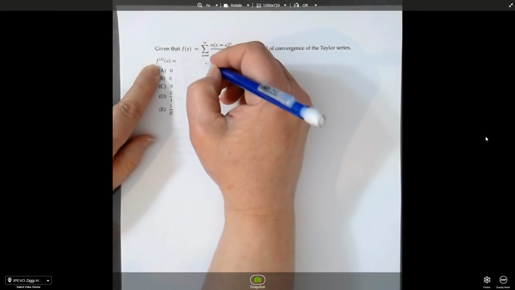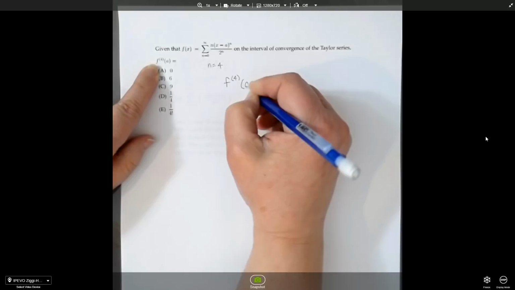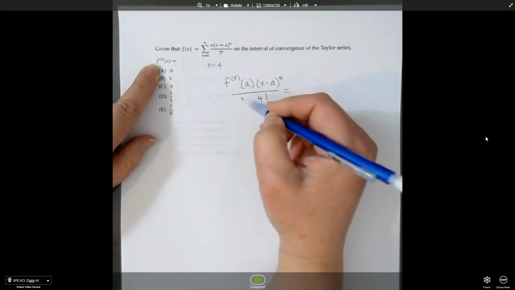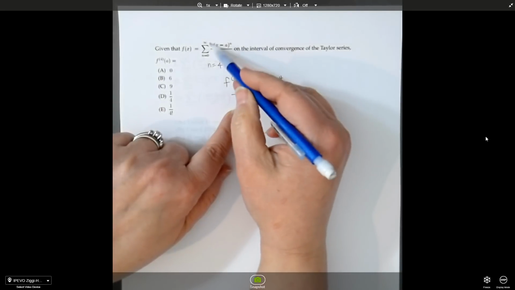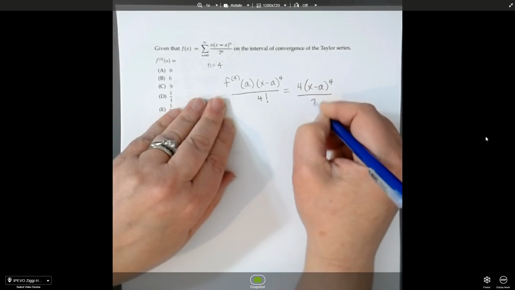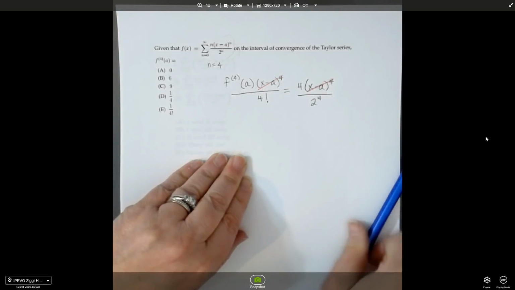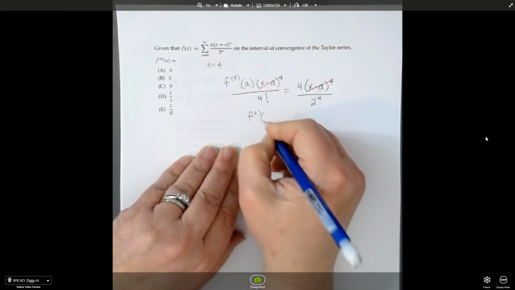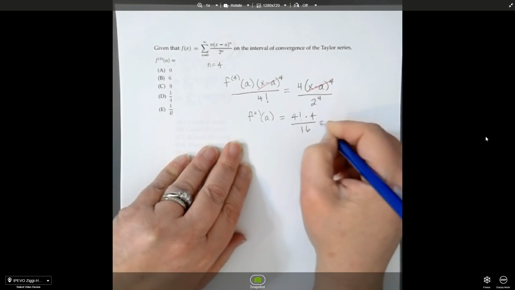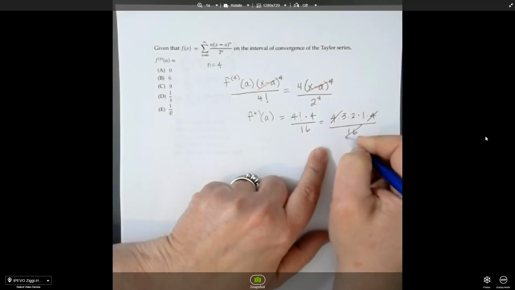Well, if I let n equal 4, my fourth term is going to be the fourth derivative of a times x minus a to the 4th over 4 factorial. And I'm going to set that equal to, what would this be when I let n equal 4? Well, that's just going to be 4 times x minus a to the 4th over 2 to the 4th. And what's common to both of these things? Well, the x minus a to the 4th, so I can cancel those out. And so then I'm left with the fourth derivative evaluated at a is going to equal 4 factorial times 4 over 16. And if you simplify this a little bit, this is 4 times 3 times 2 times 1 times 4 all over 16. And that will simplify to 6.